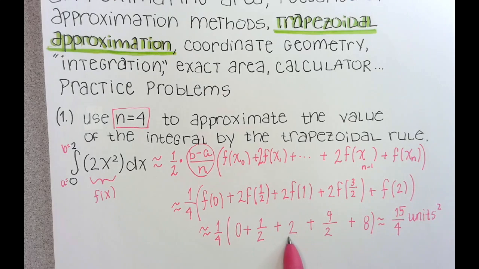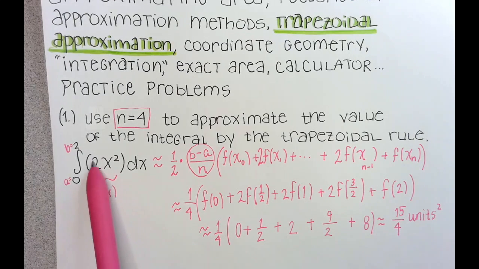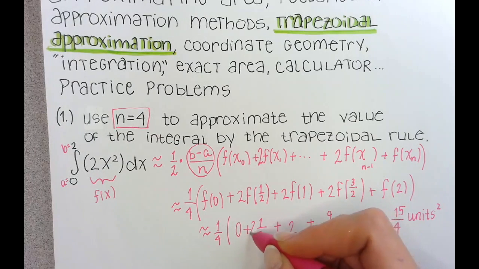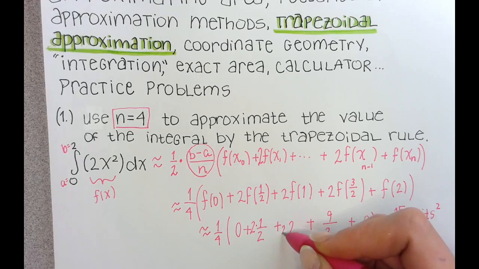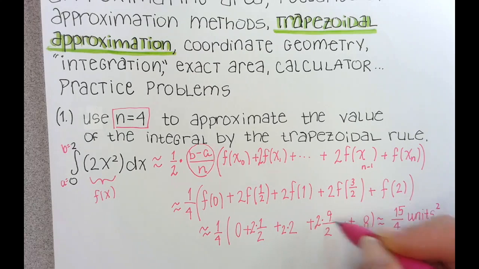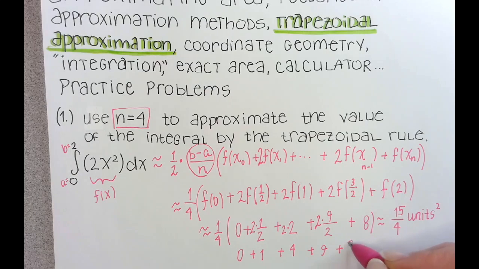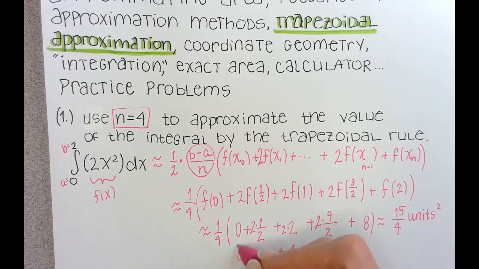Oh, I know what I did. I was doing times 2 right here, but I'm not doing times 2 with these. My bad. So this times 2. I knew something seemed a little off. Times 2 and times 2. So cleaning this up a bit, it's still 0 plus 1 plus 4 plus 9 plus 8. There we go. Okay, these numbers look better to me.